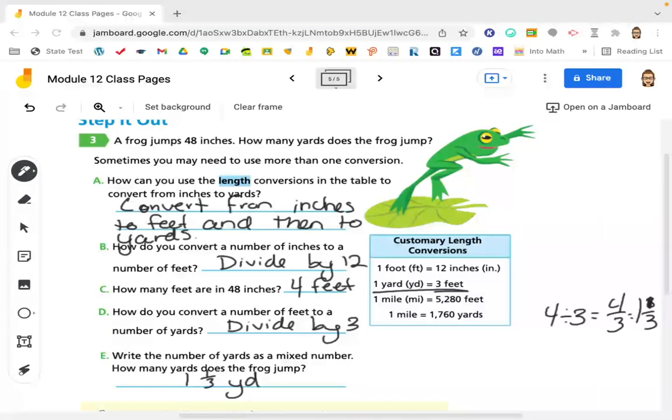So that is all for today's lesson. Hopefully you're now able to compare and convert customary units of measurement.